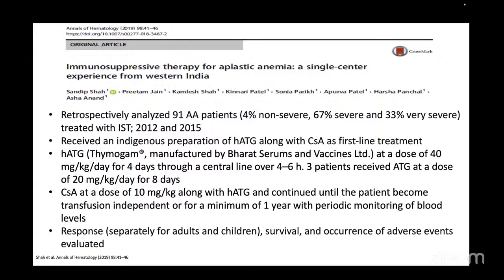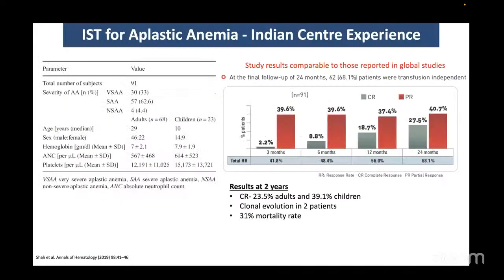Cyclosporine was kept at the dose of 10 mg per kg along with horse ATG and continued until the patient became transfusion independent or for a minimum of 1 year with periodic monitoring of blood levels. And the responses were analyzed separately for pediatric and adult population, survival, and adverse events.